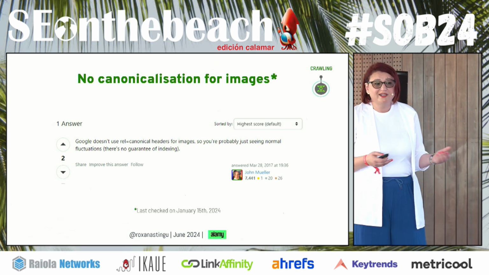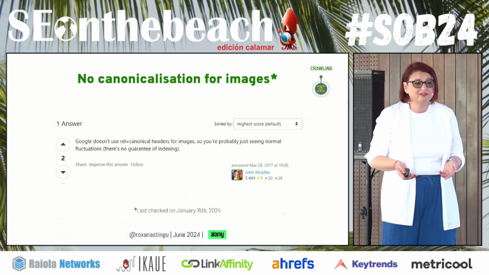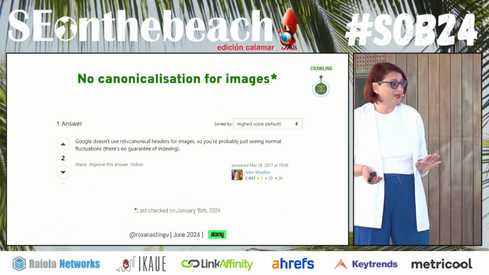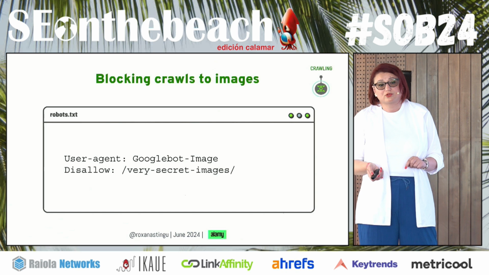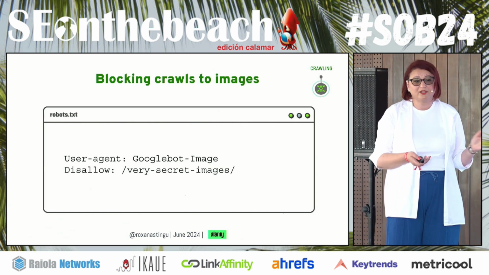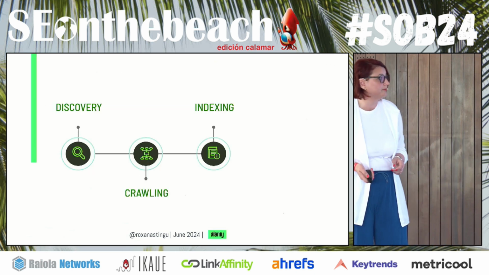If you're thinking, I need to change image URLs, I'm just going to use HTTP headers, put canonicals in there, Google still doesn't use canonicals for images, so don't do that. Do redirects if you can. And then if you don't want your images crawled for any reason, you have a secret folder or something, just block it in robots.txt like you would anything. Just make sure you use the Googlebot Image user agent.